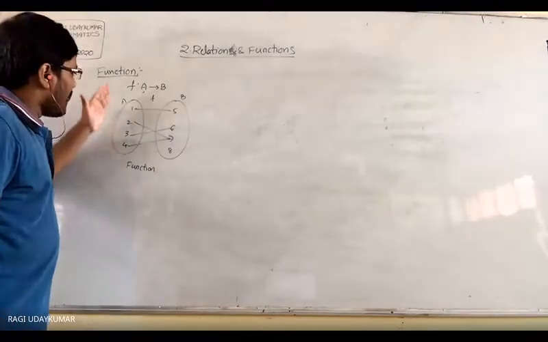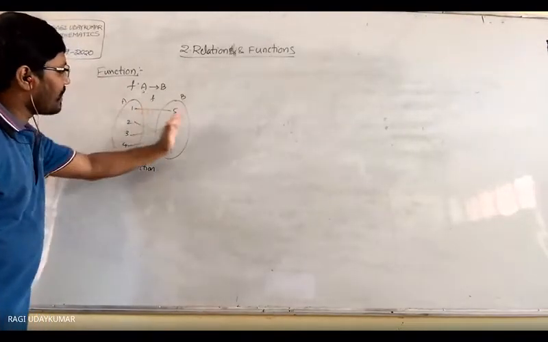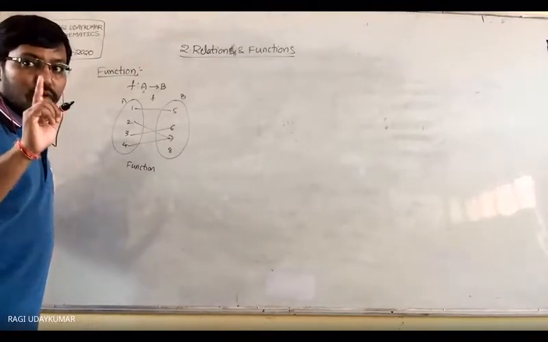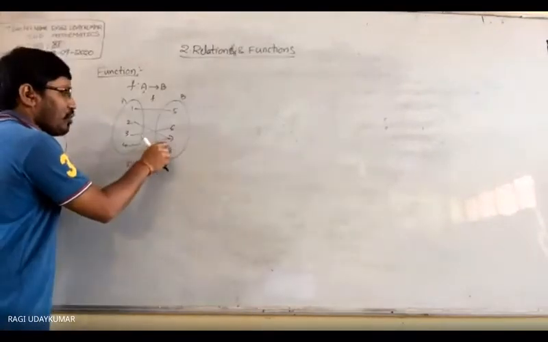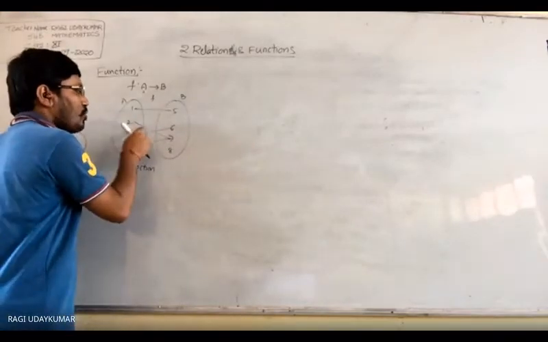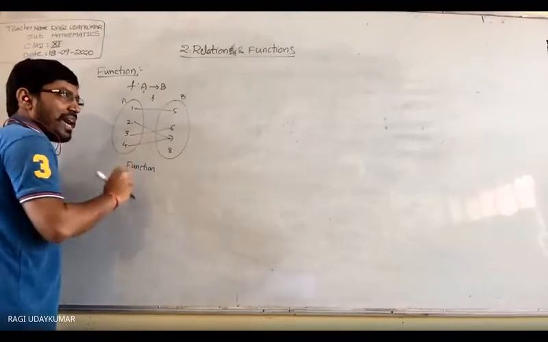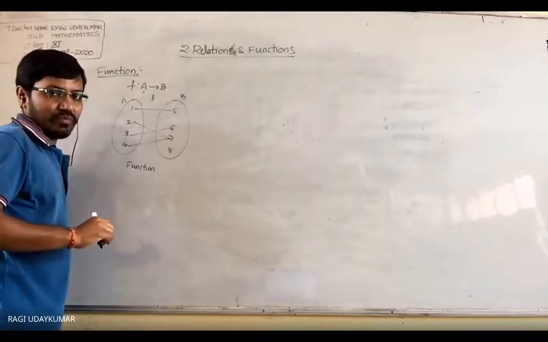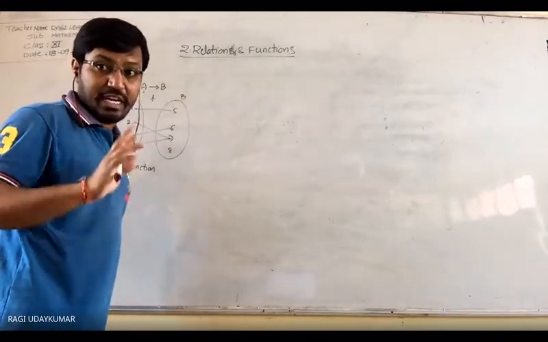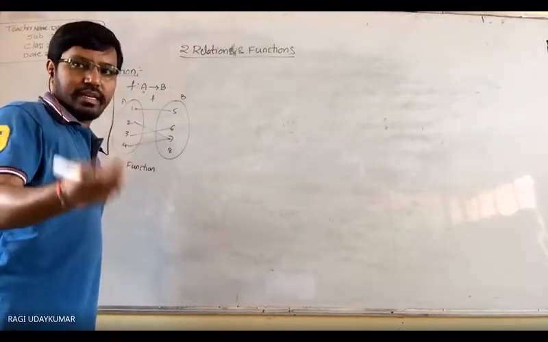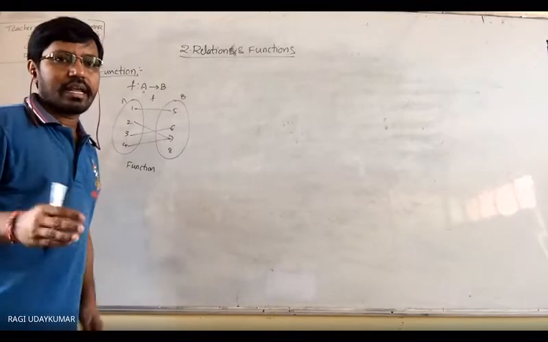So now in f, all the elements are having a unique image. Unique is nothing but only one image. 4 is having only one image, 3 is having one, 2 is having one. Two elements in the domain may have the same image. I am not saying different images. Different images is another thing, that is one function that you are going to learn in higher classes.